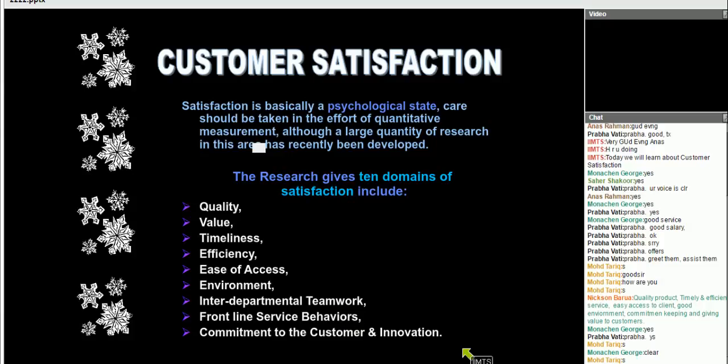Okay. Frontline service behaviors. What do we mean by this? Frontline service behaviors. Anyone wants to explain?